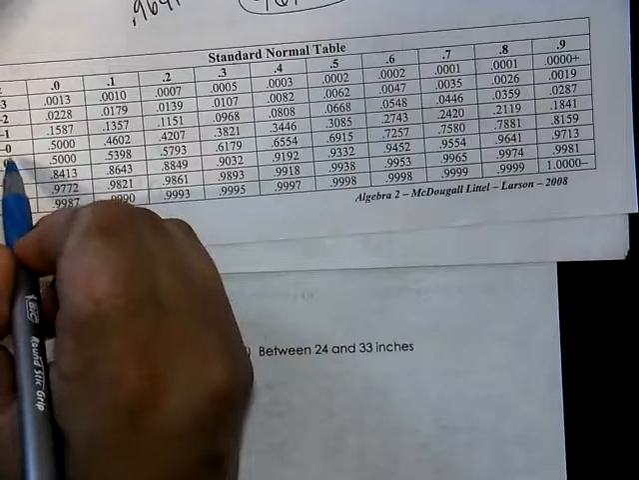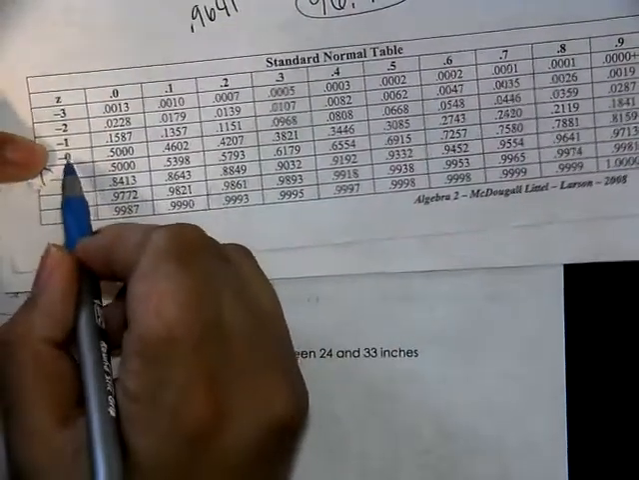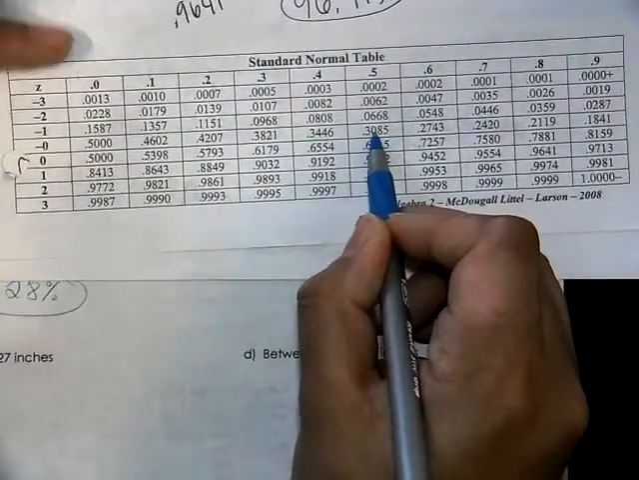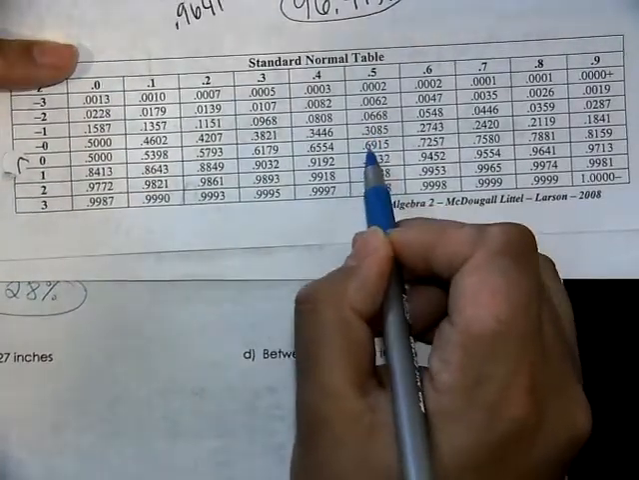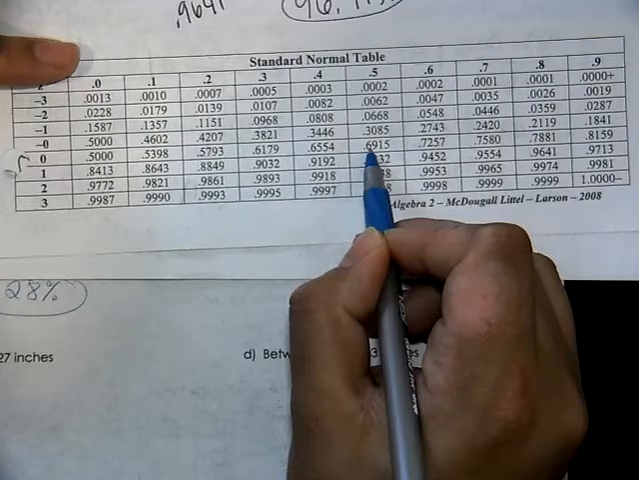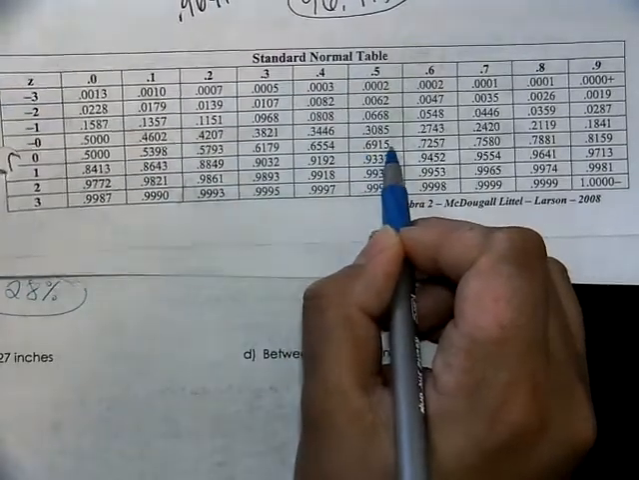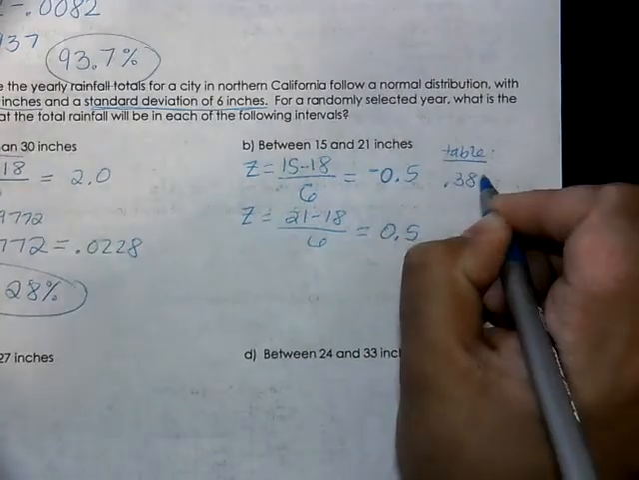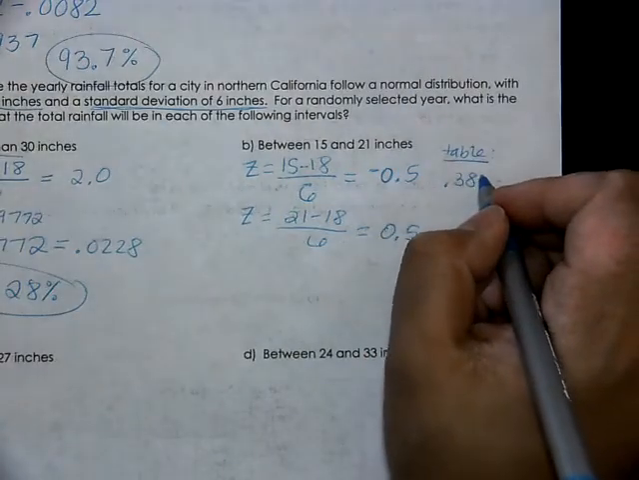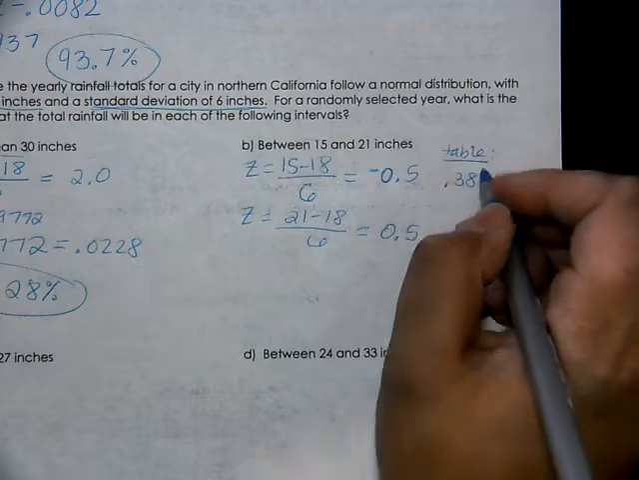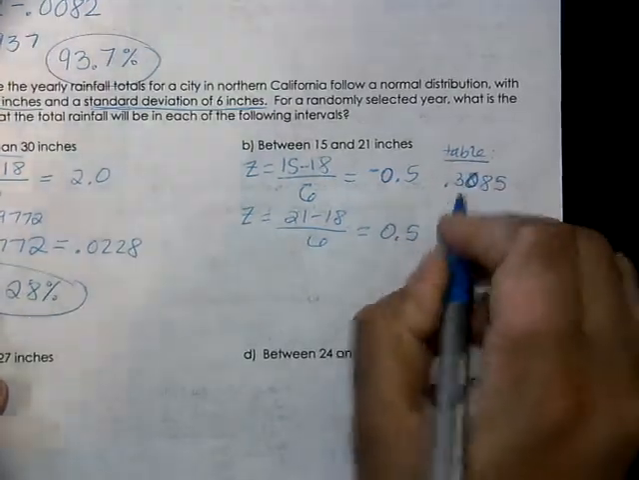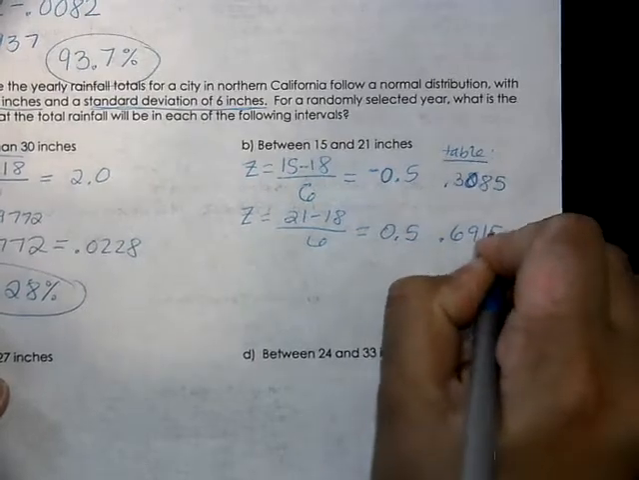So 0.5 and negative 0.5. It's going to be right one on top of the other. You want to go to negative 0, go across till you get to 5, and it's 0.3085. And then the one right below it is the one for positive 0.5, which is 0.6915. So I'll write down both of those. 0.3085 is the first one. The second one was 0.6915.